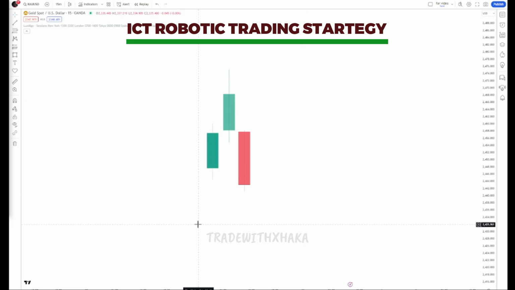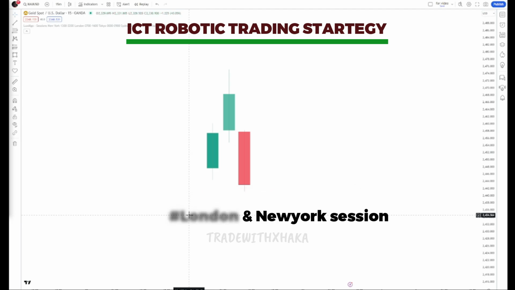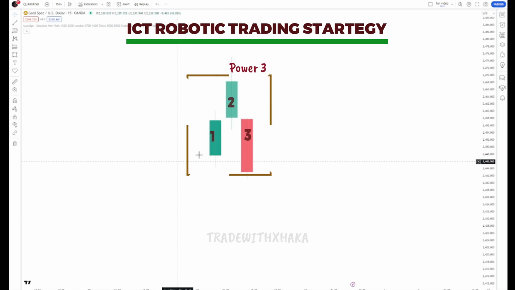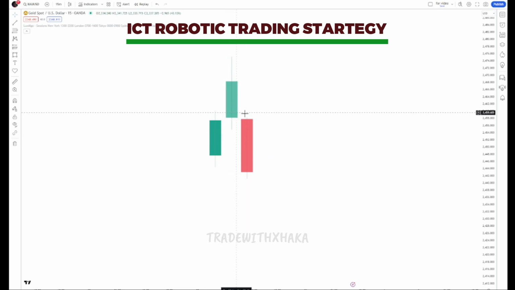We only look for this in the London and New York sessions, where there is high volatility. And this is how it works. Once you spot this candlestick formation, I call it power trade: a 1, 2, 3 candle. This is 1, this is 2, and this is 3. The number 2 candle will be the highest candle. Then the third candle will close below the 1 and 2 candles. It's not a must, but at least it will show you this formation.